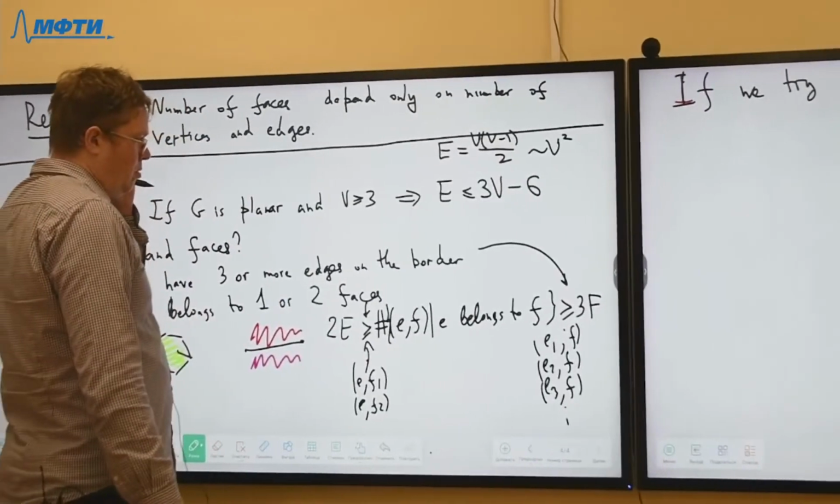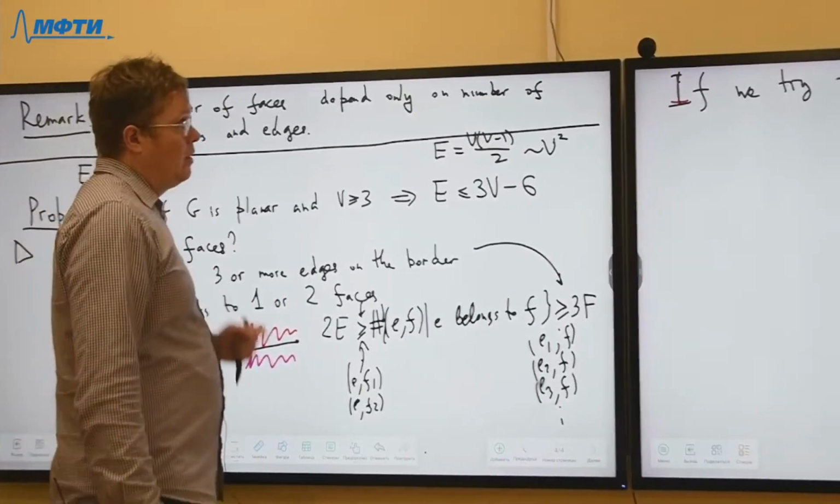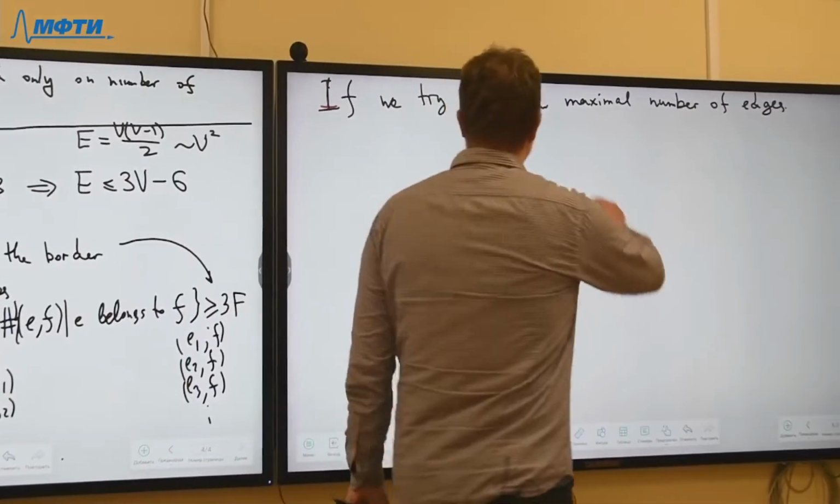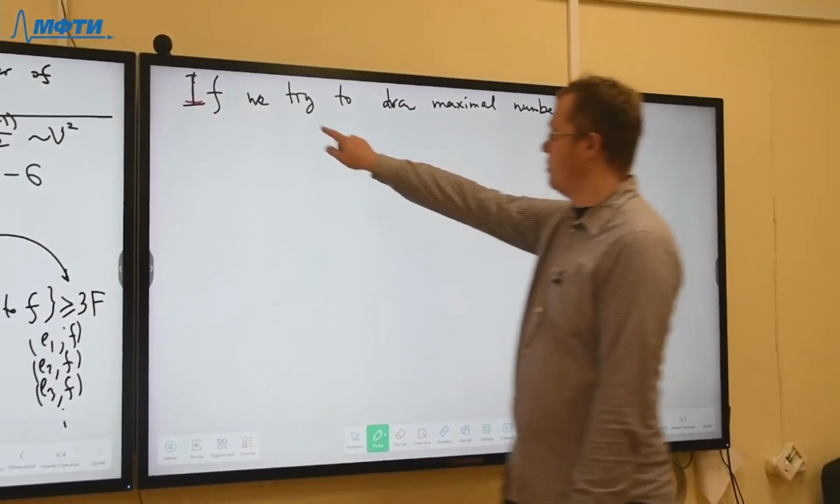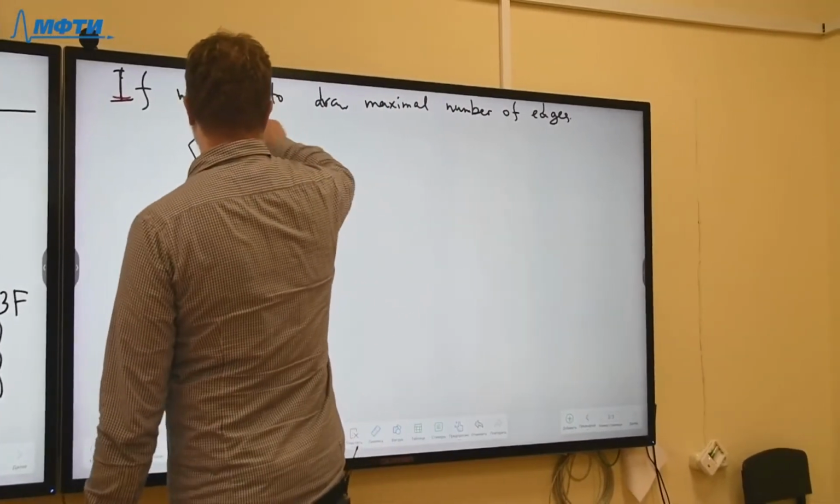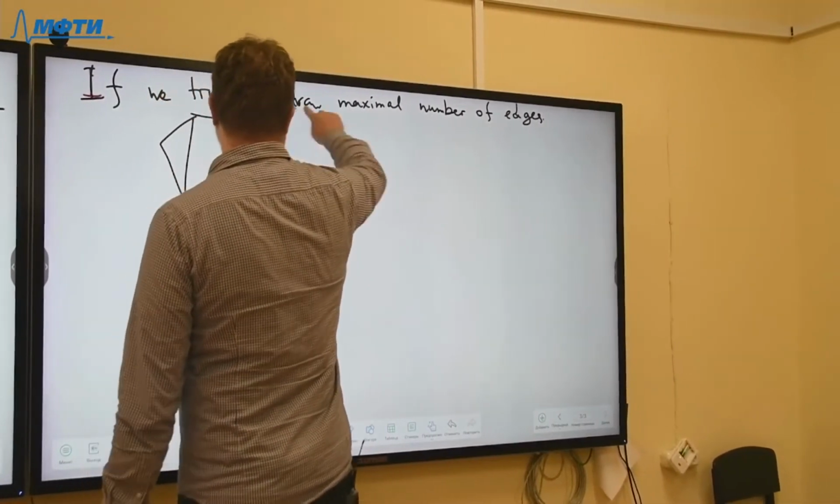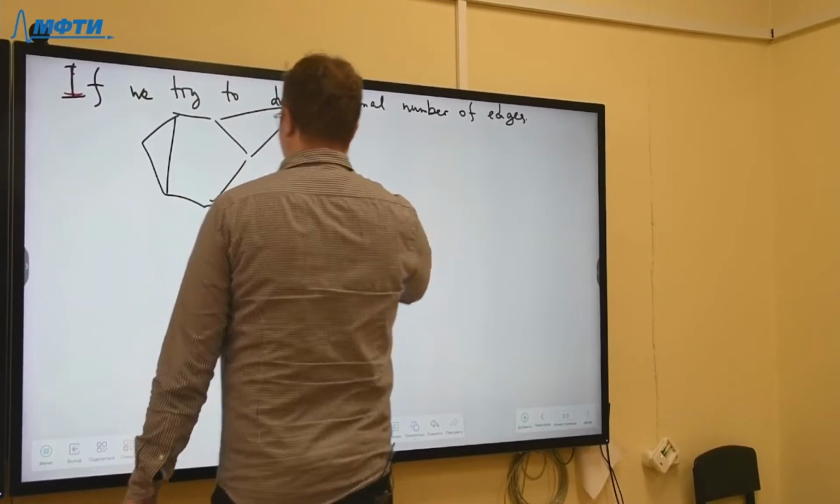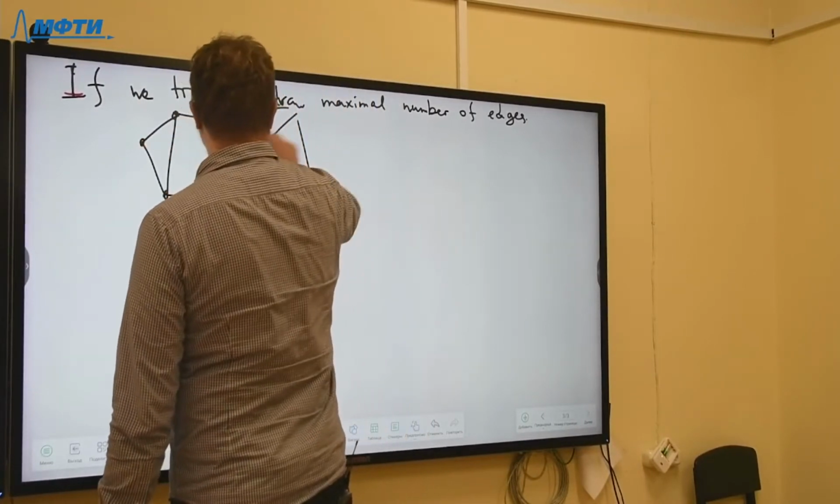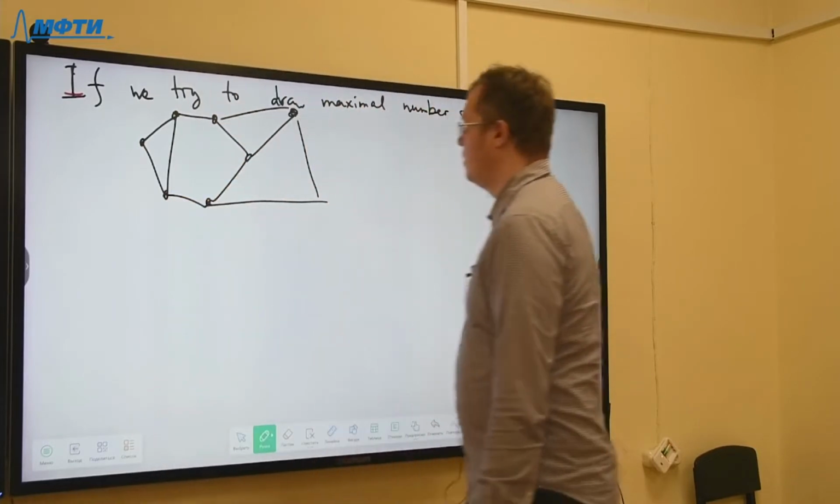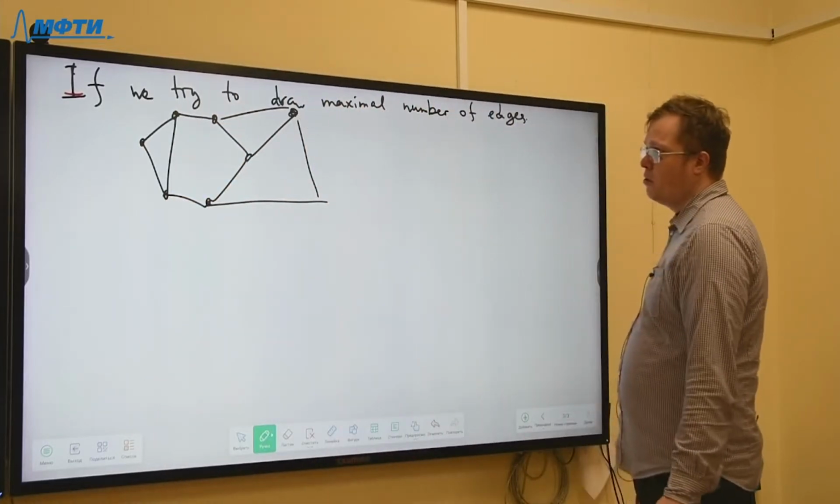It should be true. Okay. So if we try to draw the maximal number of edges, then what happens? We just have some planar graph, and then, for example, in this picture, we can connect.